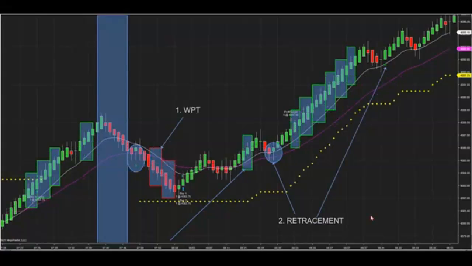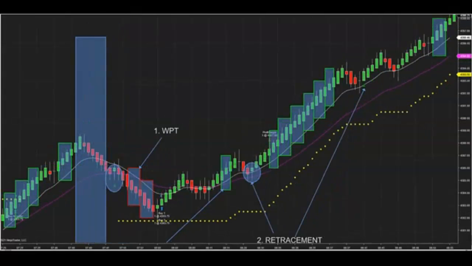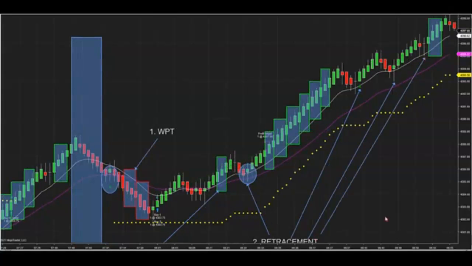Now, what happens on the running ATRs is that as long as these dots keep printing, we're still looking for retracements. Here's another retracement trade. Here's another retracement trade. You keep just buying retracements, right? As long as you're inside the running ATR, the best ones are going to be in the beginning of the trend. So this one will be your best retracement trade, and this one.